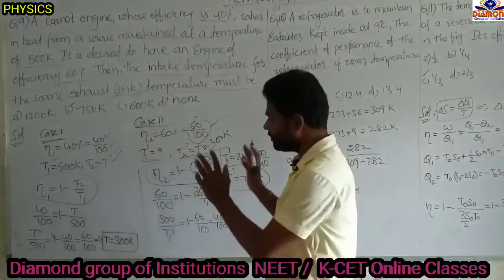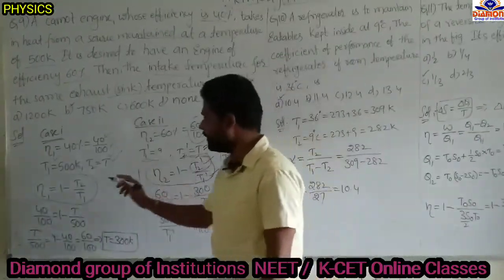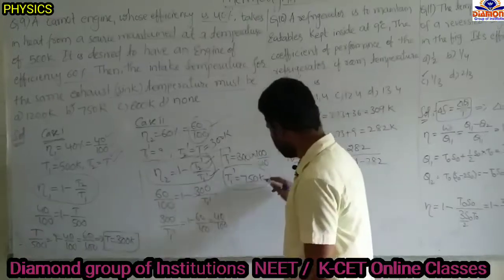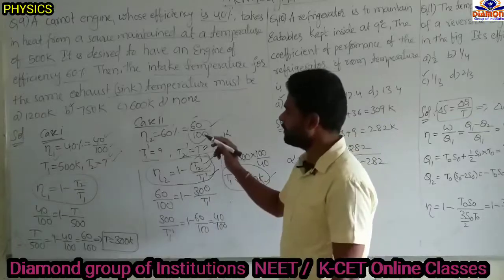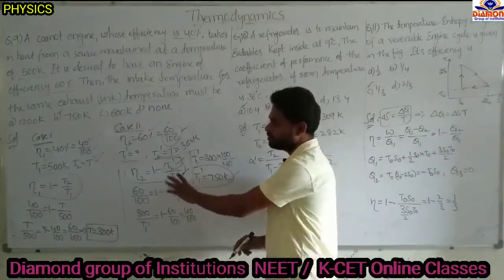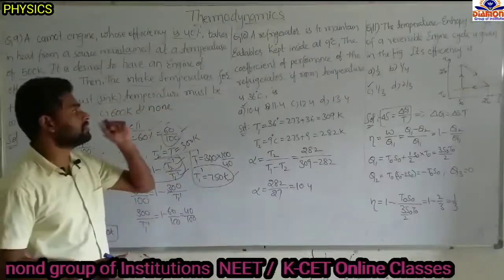If in both cases the sink temperature is the same, and the intake temperature is 500 Kelvin, efficiency is 40%. If the intake temperature is 750 Kelvin, then efficiency increases to 60%. Like this we have to solve the problem. Two cases we have here. And next, let us see the next problem on the refrigerator.